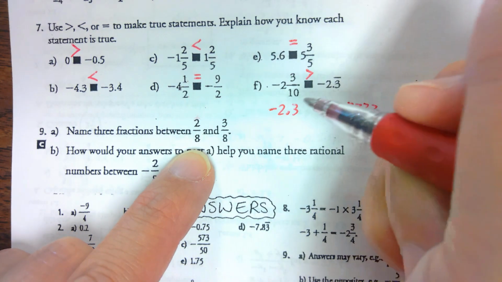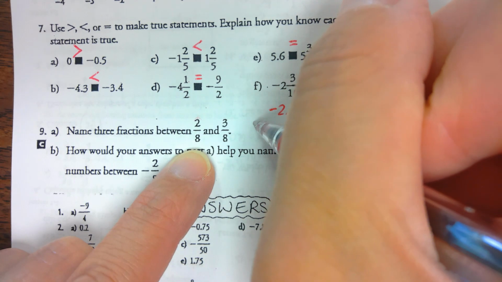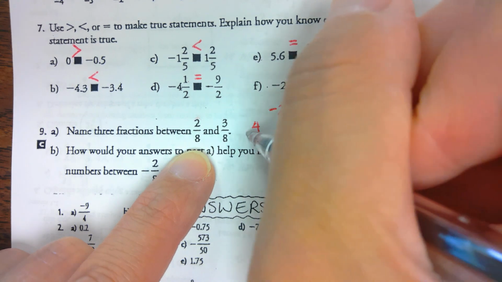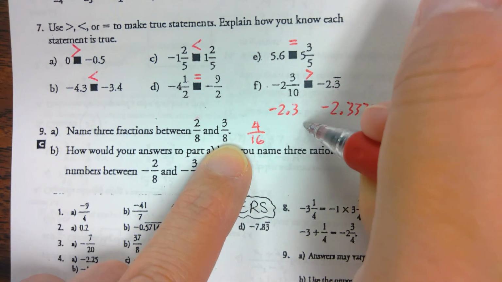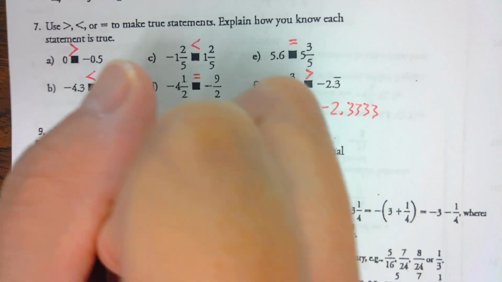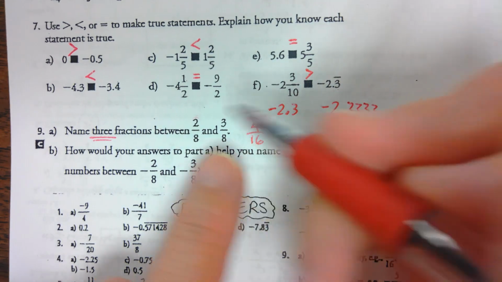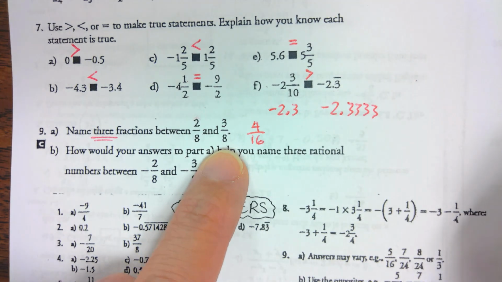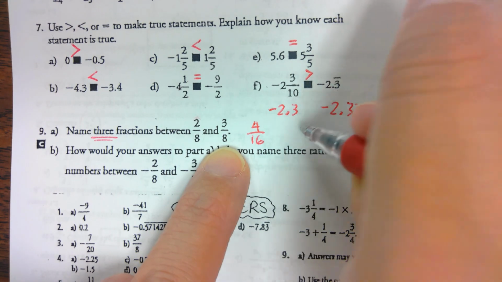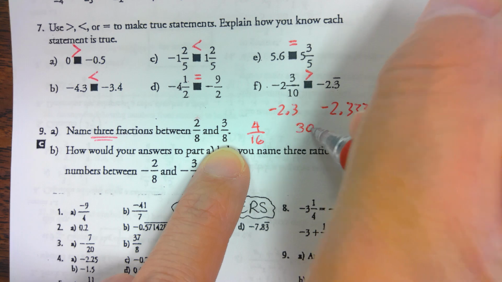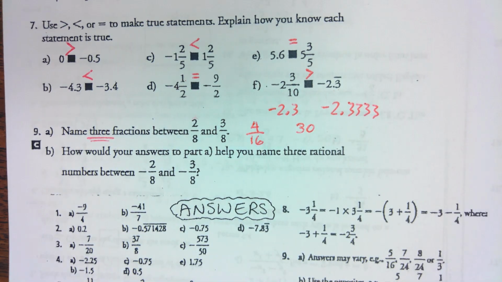Double the amount, right? So if I double this, what would it become? 4 over 16. And then if I double this, 6 over 16, right? But if I want 3 fractions, it's not enough, right? So instead of doubling, what could I do for this one? Yeah, times it by a bigger number. So I can maybe times this whole thing by 10.